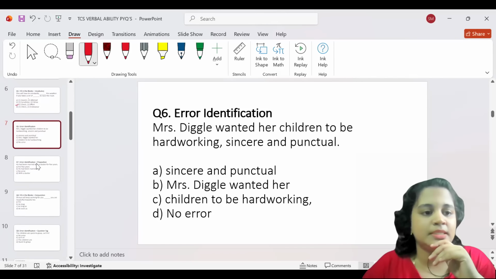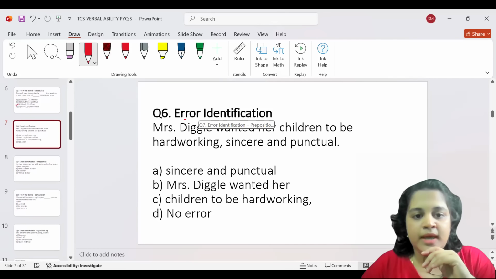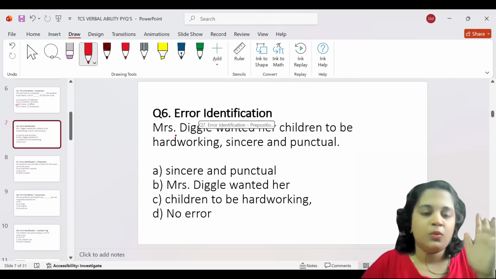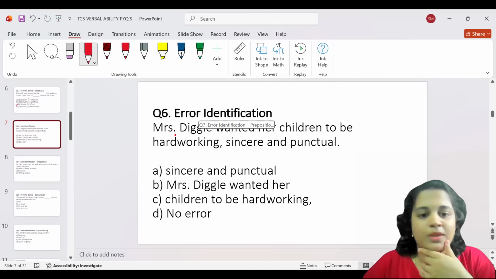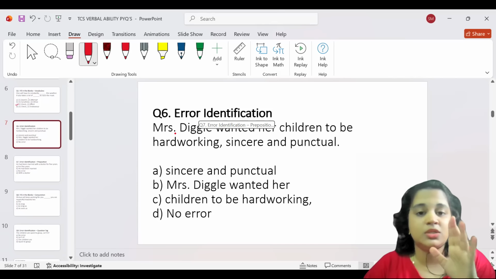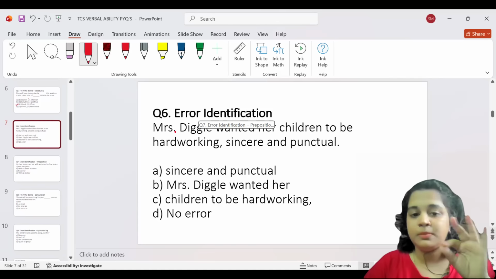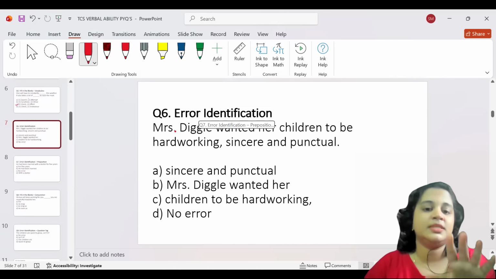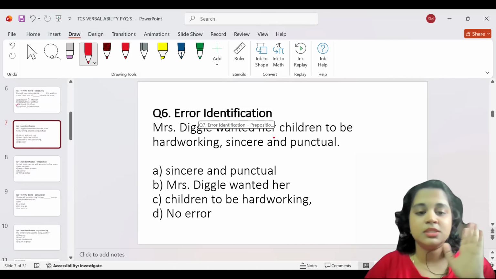Let's go to the sixth question. Again, we have another identification. Oh wow, Mrs. Diggle's question. This is one of the most repeatedly asked questions. Trust me when I say, maybe the part where the error lies could be different, but the sentence is so frequently repeated.